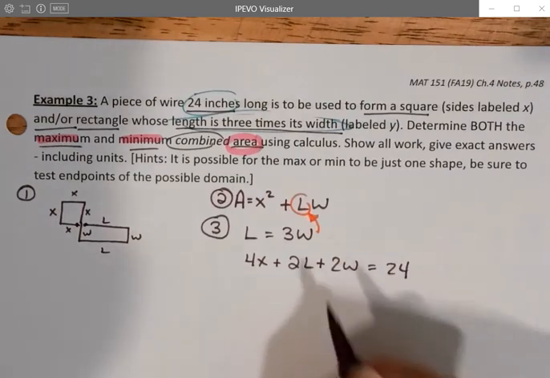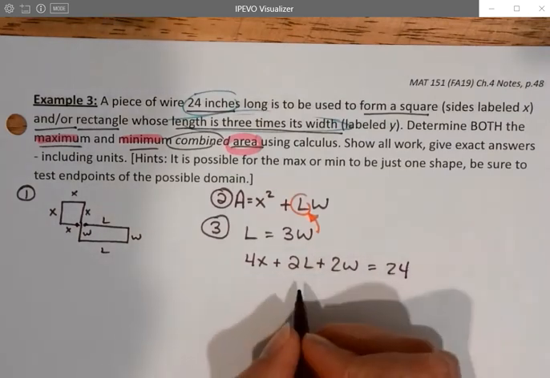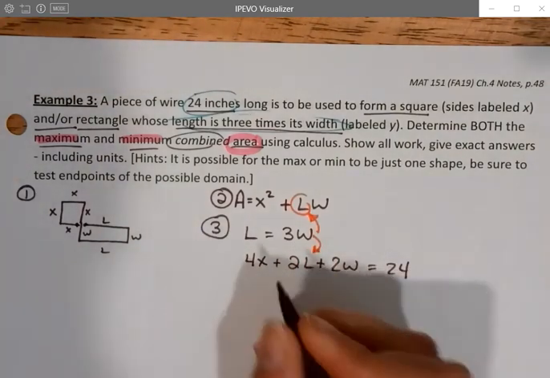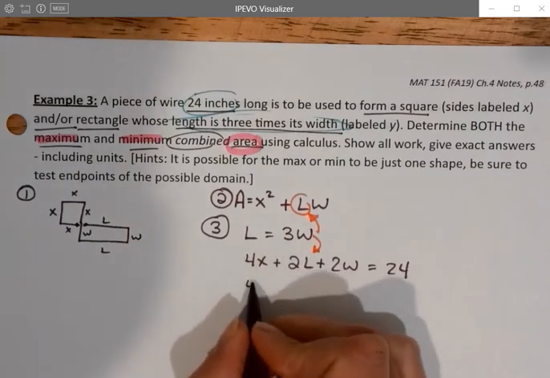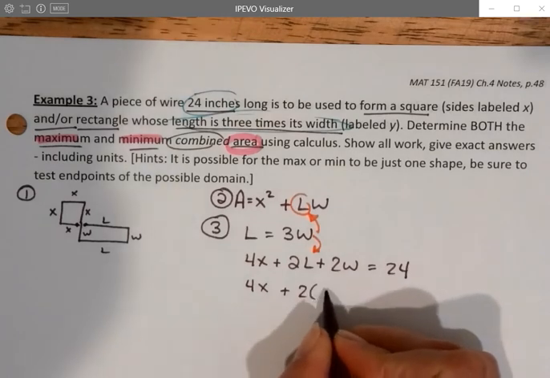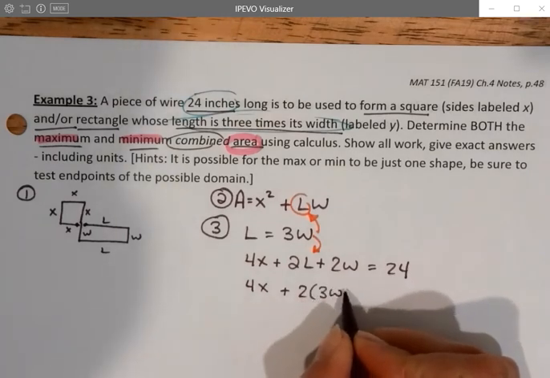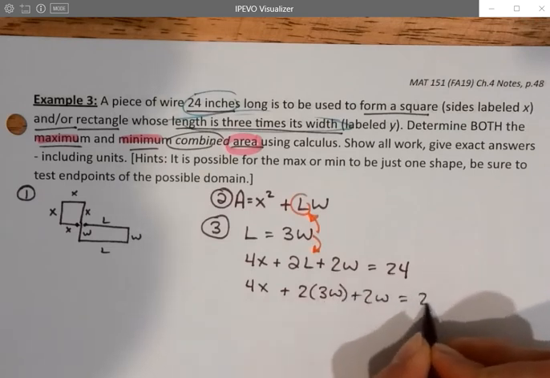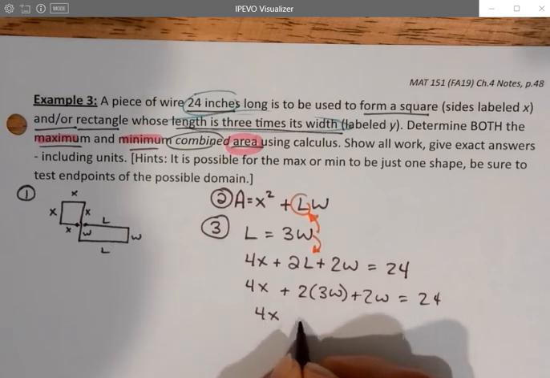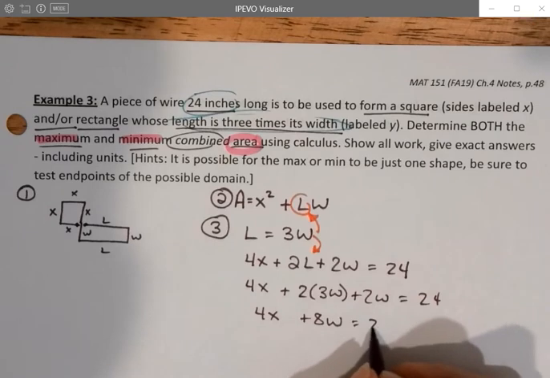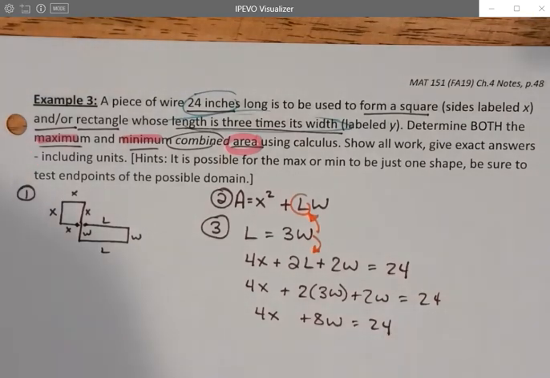Let's solve for W. So the first thing I want to do though is actually, since I don't want L in here, is to plug this in here also. And then maybe our analysis will change. We'll see. So we have 4x plus 2 times 3w plus 2w equals 24. So 4x, that's 6 plus 2 is 8. Ooh, I'm going to change that. So 8w equals 24. Okay.